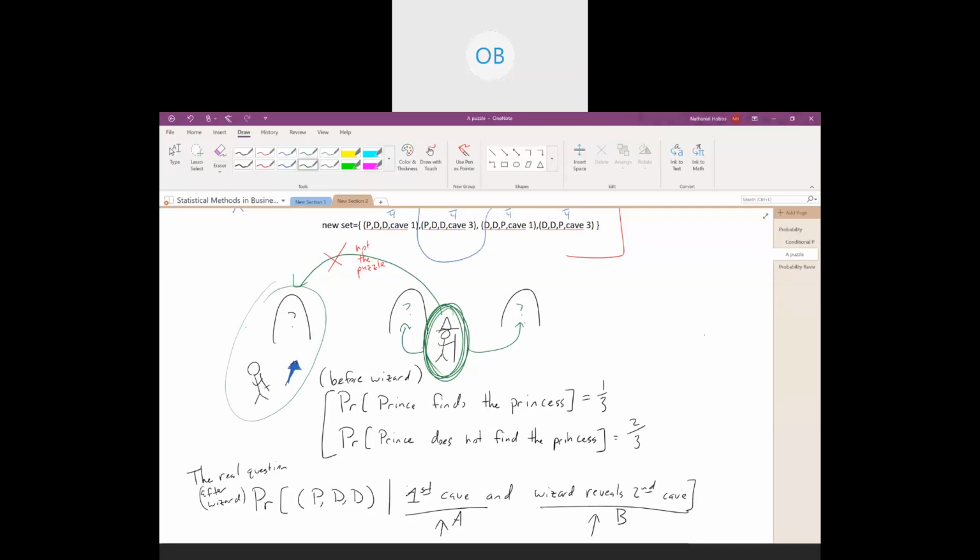So we're not counting this first one. Correct, from the perspective of the wizard. Oh yeah, the wizard does not think about cave 1.